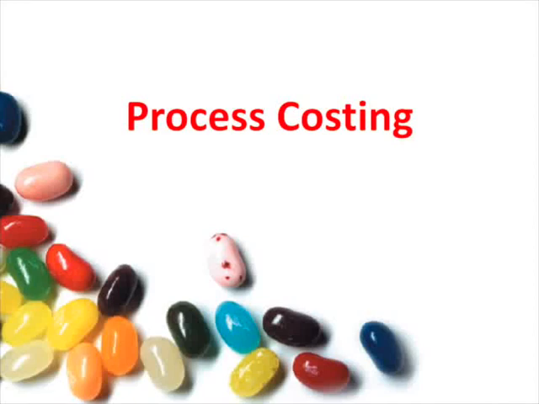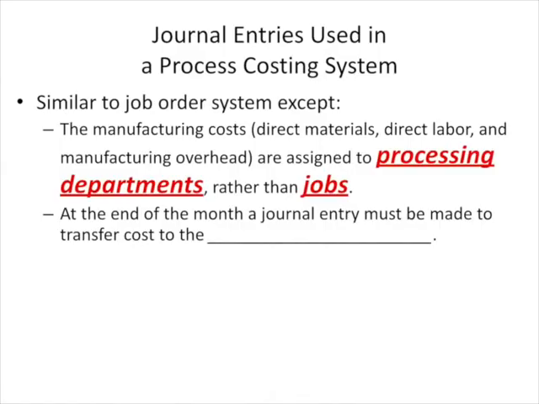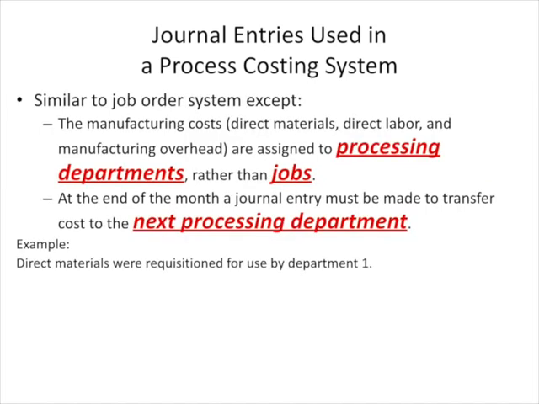In this video of our process costing series, we're going to be looking at how to journalize the costs involved in a process costing system. Making journal entries in a process costing system is very similar to what we do in job order costing, except that the product cost or the manufacturing cost are assigned to processing departments rather than to individual jobs. And at the end of the month, a journal entry must be made to transfer costs to the next processing department.